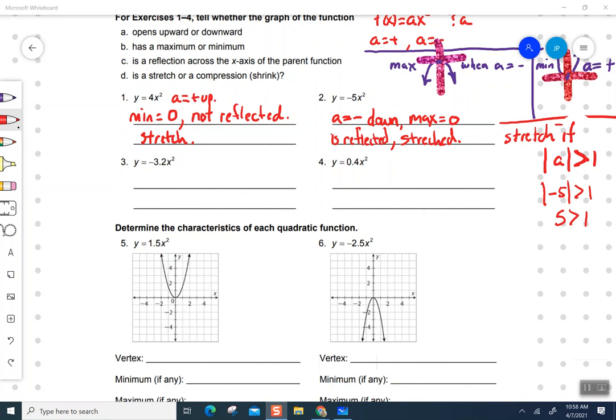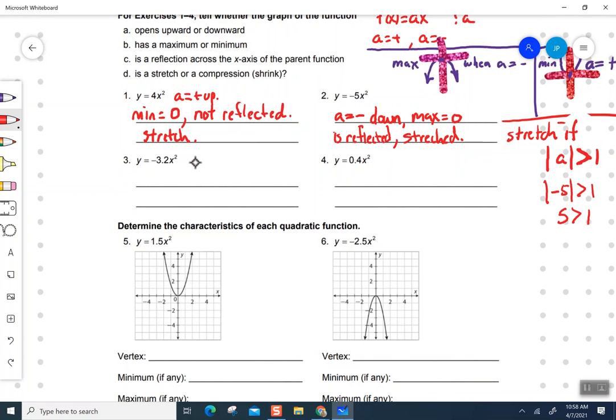Okay, so for question 3, we have A is equal to a negative, so it's opening down. And if it opens downwards, it has a max. And this maximum is happening at 0. Again, that's at the origin. Okay, now, is it a reflection or not? Well, did you notice it's negative? Therefore, it is a reflection.